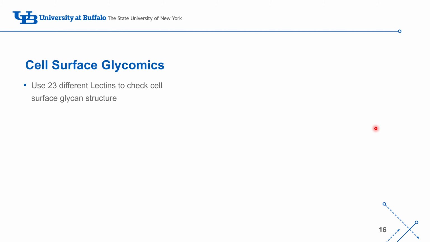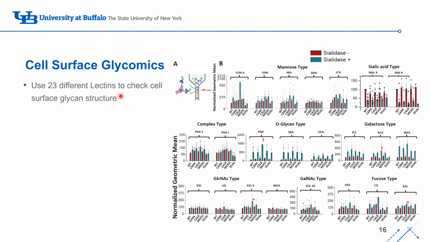In the cell surface glycan study, we used 23 different lectins that are available in our lab to check whether there is a change in the cell surface glycan structure or not. We used a flow cytometer to measure these signals, and these represent the normalized geometric mean data. In this, we have considered the wild type signals as 100.